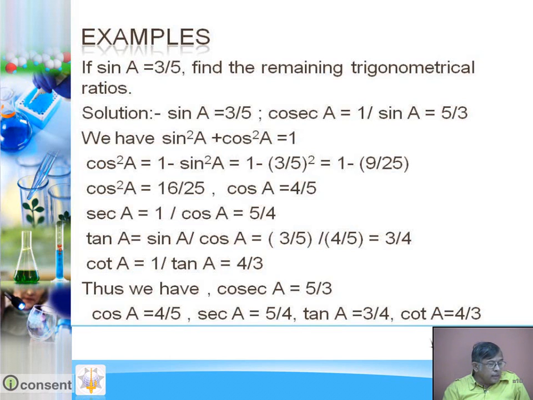Now tan A is equal to sin A upon cos A. So 3 by 5 upon 4 by 5, that is 3 by 4. Cot A is equal to 1 upon tan A, that is 4 by 3. Thus we have cosec 5 by 3, cos 4 by 5, sec 5 by 4, tan 3 by 4 and cot 4 by 3.